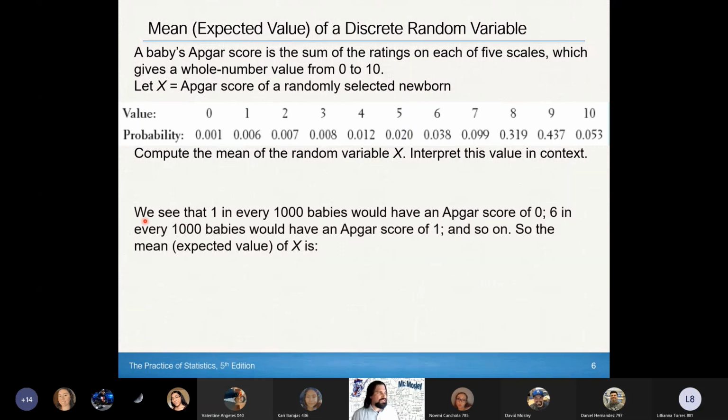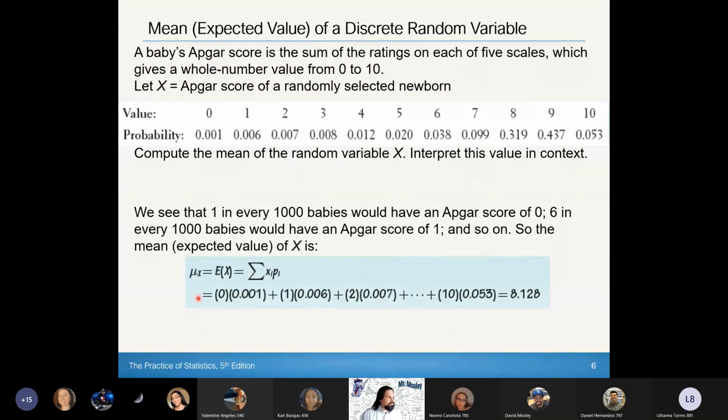We see that 1 in every 1,000 babies would have an APGAR score of 0, 6 in every 1,000 would have an APGAR score of 1, and so on. So the mean expected value of x is given by this formula: mu sub x equals the expected value of x equals the sum of x sub i times p sub i, which expanded says we take the first observation and multiply it by its probability, 0.001. Second outcome times the probability of the second outcome, plus the third outcome times the probability of the third, and so on until we get through all the possible outcomes, where the last one is 10 times the probability of getting a score of 10.